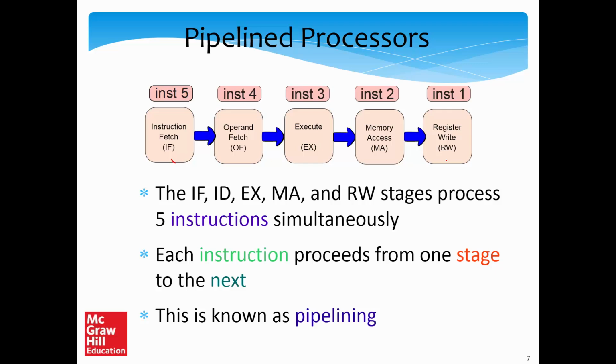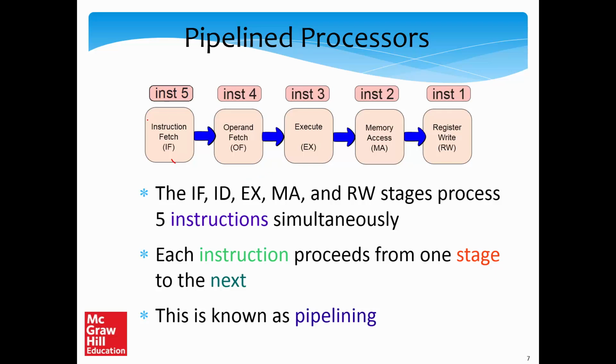So these are the 5 stages: IF, ID, EX, MA, and RW. And the stages process 5 instructions simultaneously. Let's assume that this is the case. So this will be similar to a car factory, where a car factory also has multiple shops, and a half-built car moves from one shop to the next. But no shop is ever idle. So one shop is building the body for one car, another shop is building the engine for yet another car.